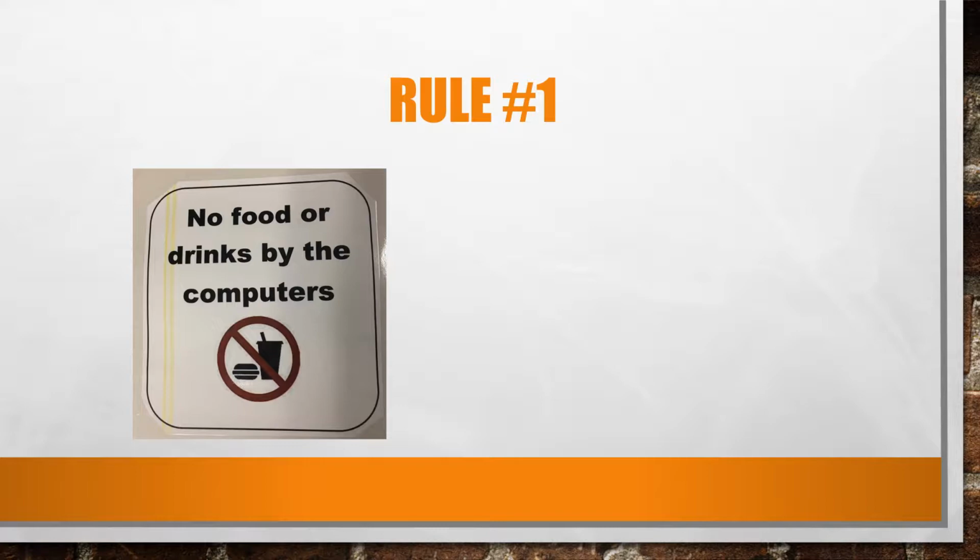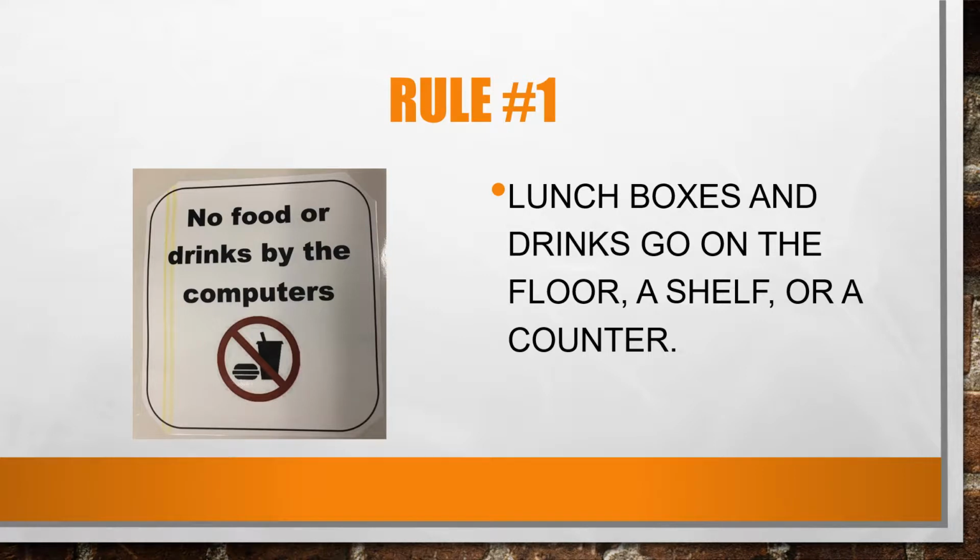All right, so let's talk about rules when you're using computers. Hopefully you know that there's never food or drinks around computers. So drinks, anything wet can completely ruin a computer. And food could get on the keyboard, we could get crumbs in there. So let's just keep all food and drinks away from any computers that we're using. So if you're coming to the lab or if you are in the classroom using computers, make sure your lunch boxes or drinks are on the floor, on a shelf, on a counter, somewhere away from the computers.